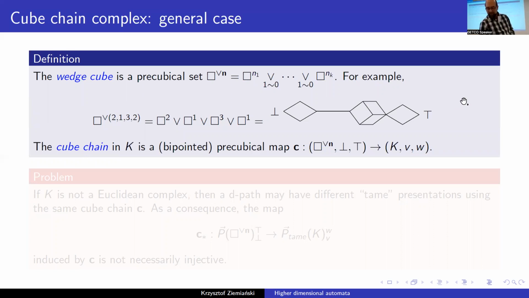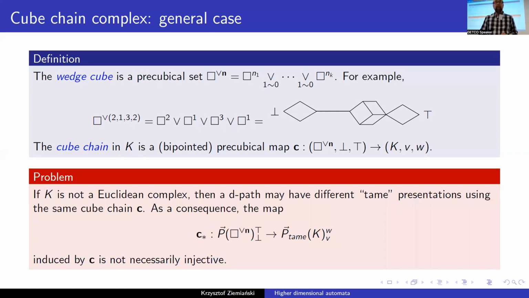You consider it as a bipointed precubical set. You remember the starting point here and the final point here, and you can define cube chains on precubical sets just as a precubical map from the cube wedge to your complex, which is exactly the same definition, but only reformulated. You don't want to talk about sequences of cubes satisfying something, you want to talk just about maps.